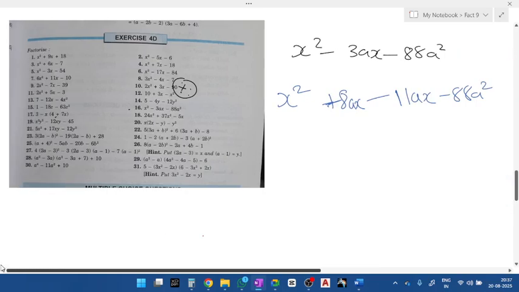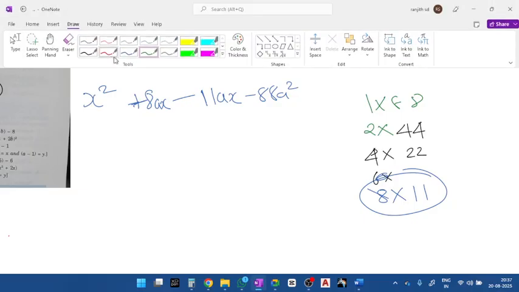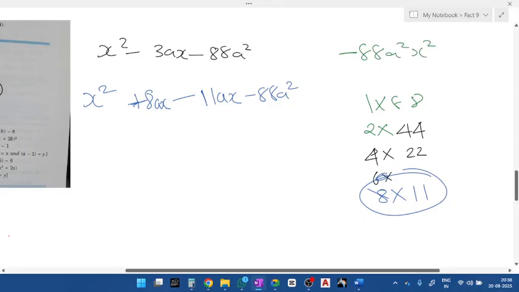Which question is this? 16th question. Okay, tomorrow. Tomorrow we'll complete it. That's it. So we know that minus 3x, if you split, you'll get 8ax minus 11ax. Then what is common to them? X plus.